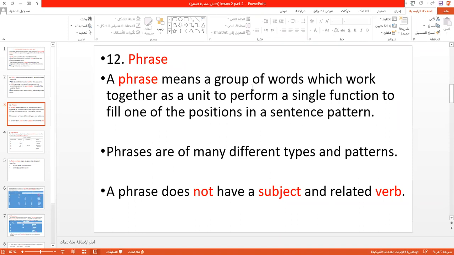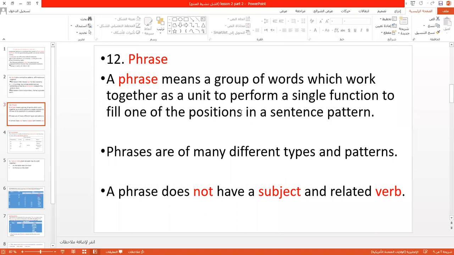A phrase means a group of words, maybe two or more. Group of words which work together as a unit. These words work to perform a single function, to fill one of the positions in a sentence pattern. Look, to fill one of the positions. This means a phrase can be part of a sentence.